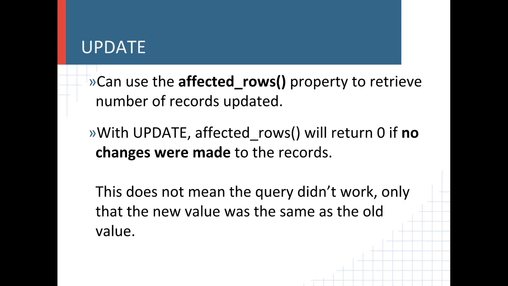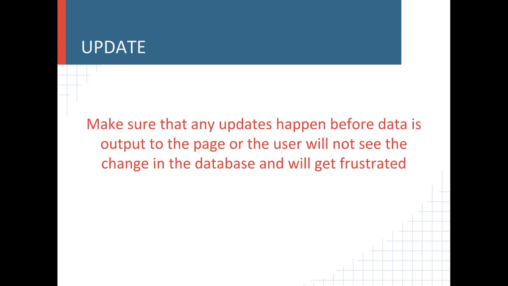When we add a row, one row of data is affected because it's new. When we delete a row of data, one row of data is affected because one row was removed from the database. When we update, the only way a row of data is affected is if the values of data are different. Additionally, it is important to make sure that any updates happen before the data is output to the page.